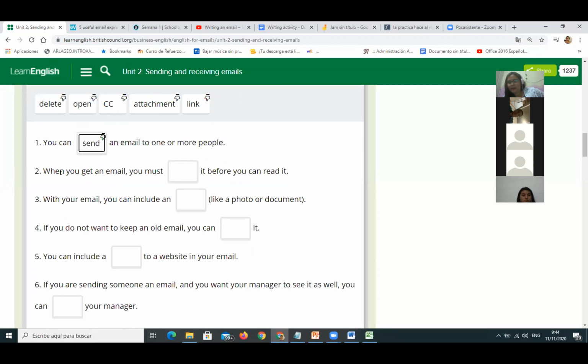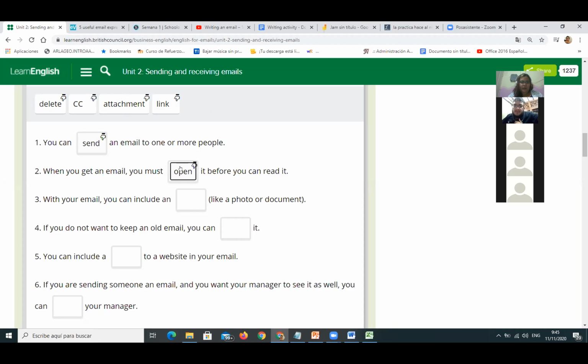What about number two? Fernando De Paz, can you tell me number two? Any volunteer. Number two. Open. Okay. You must open it before you can read it. When you get an email, you must open it. Okay, number three. With your email, you can include an attachment. That's right. And you know that it's an attachment because it says like a photo or document, right?